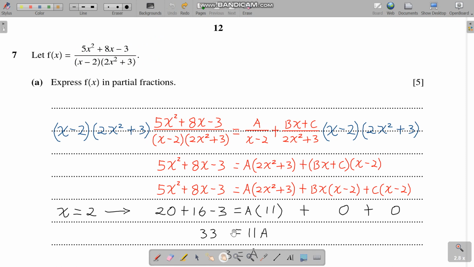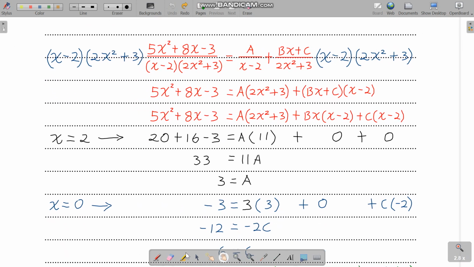The next step is to identify the types of partial fractions we have to use. Because of the simple linear factor, we use a constant divided by x minus 2, and because of this unfactorizable quadratic, we use something linear divided by 2x squared plus 3.